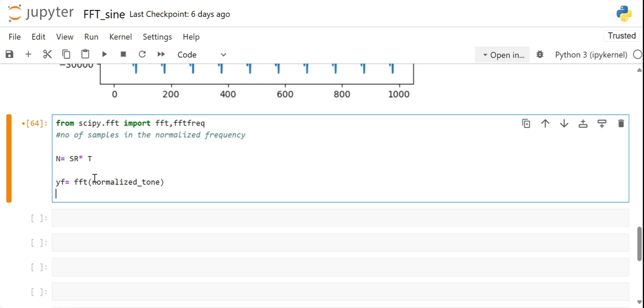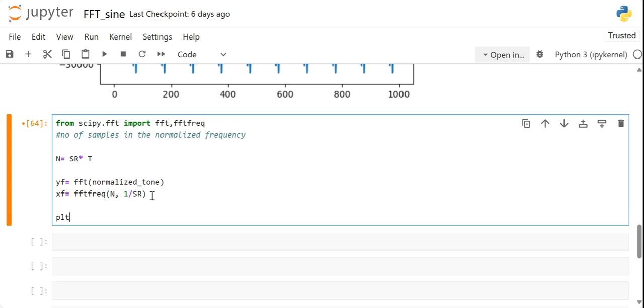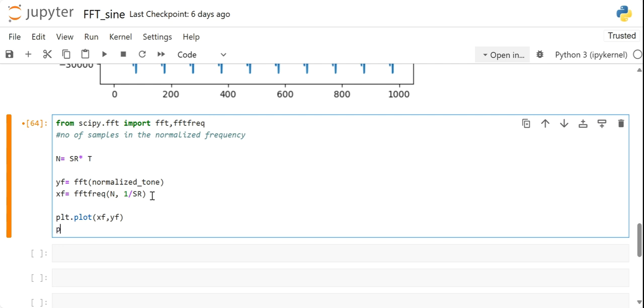Now to plot it we need frequency on the x-axis. So let's write xf equals fftfreq, where the first argument is the number of samples, n, which we have defined here. The second argument is the spacing between the samples, that is 1 divided by SR. So this is about the x-axis. Now we need to plot them. As we know, plt.plot will help us plot this function, so write xf comma yf, and at the end plt.show to show the plot. Let's run it now.